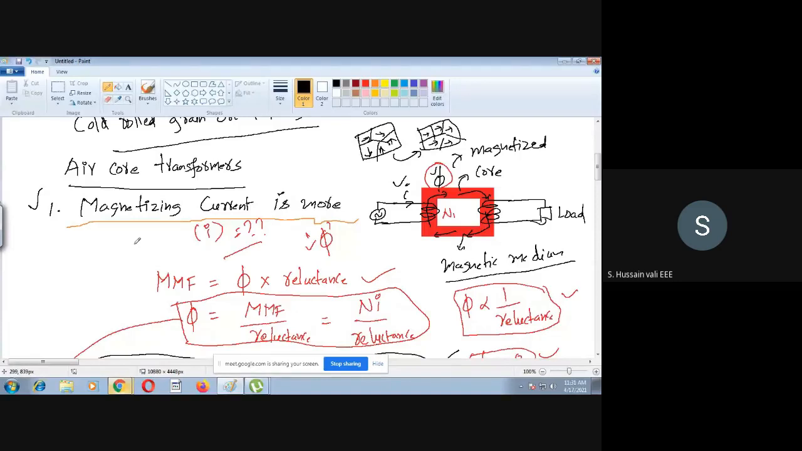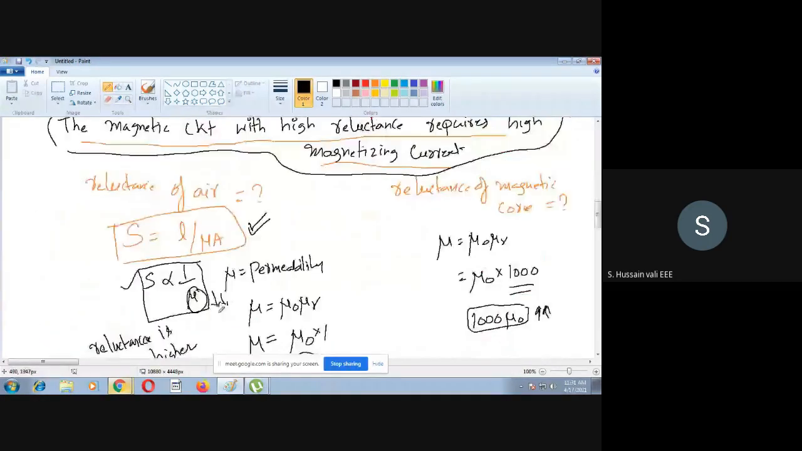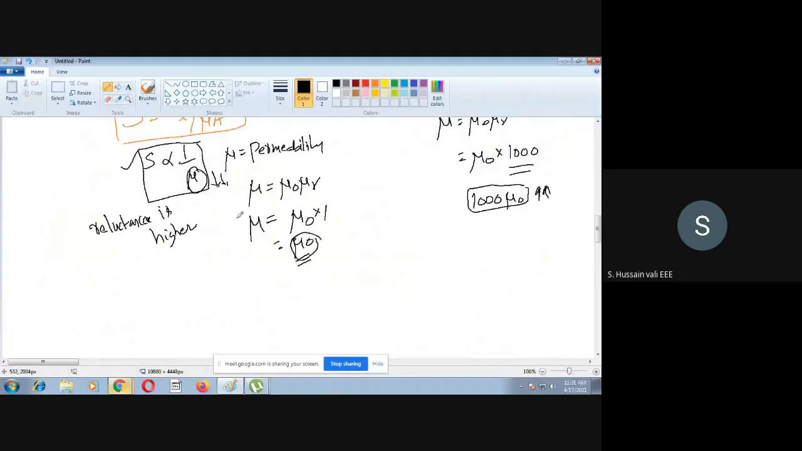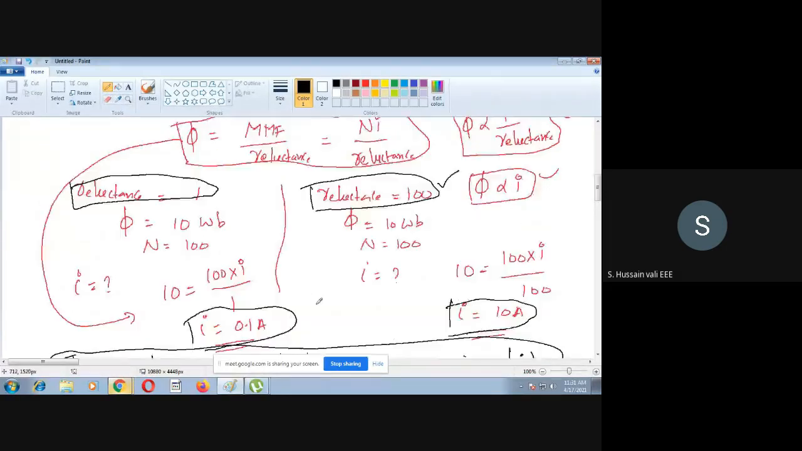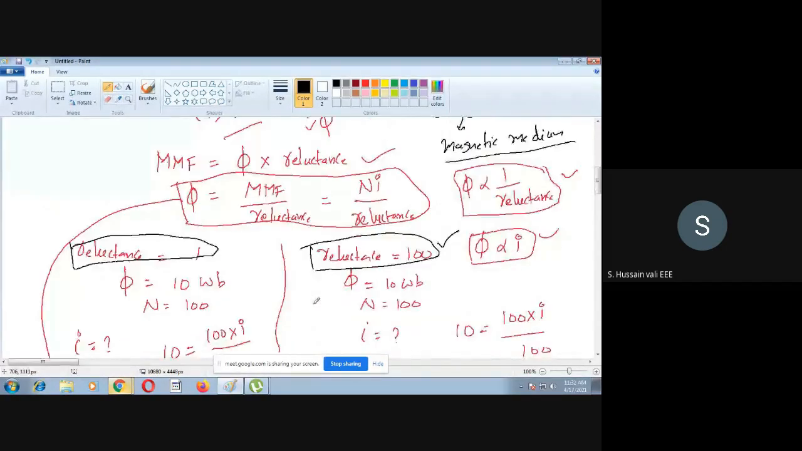In case of your air core transformer, the magnetizing current required is more. Why is it more? Because in case of the air core transformer, reluctance is high. Why is the reluctance high? Because its permeability is less. As its permeability is less, its reluctance is higher. If its reluctance is higher, it requires more magnetizing current to magnetize the medium. Okay, that's the first point.